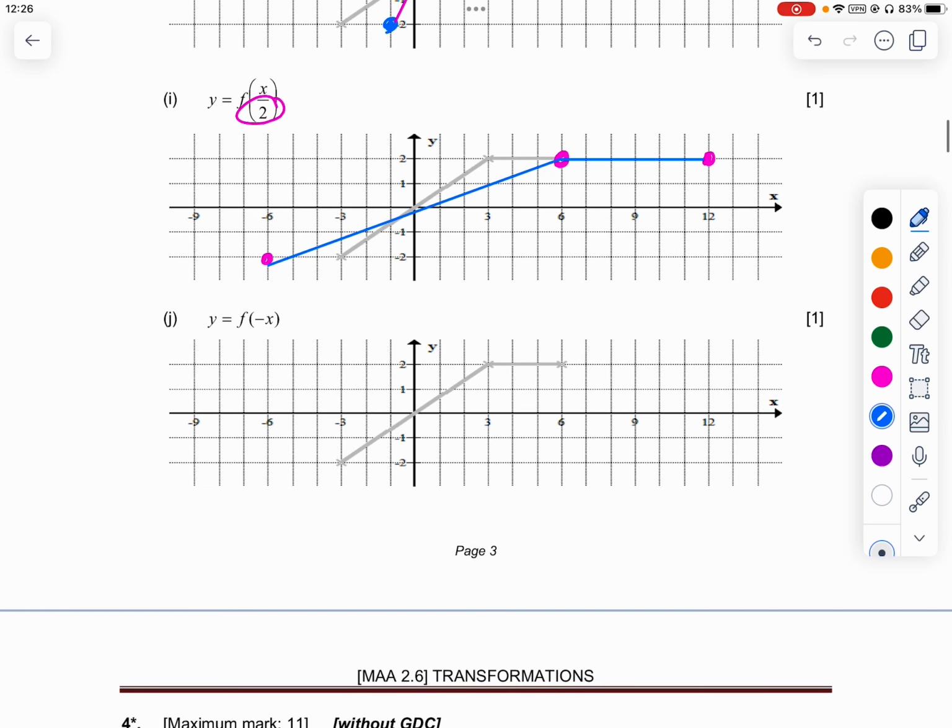Minus x, f of minus x. Minus is inside, so it is reflection on y-axis. The left side point becomes right side point, and right side point becomes left side point. So this is going to be the shape.